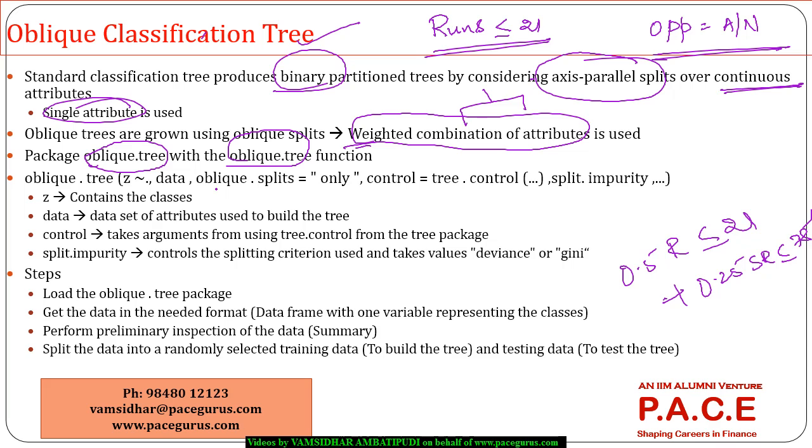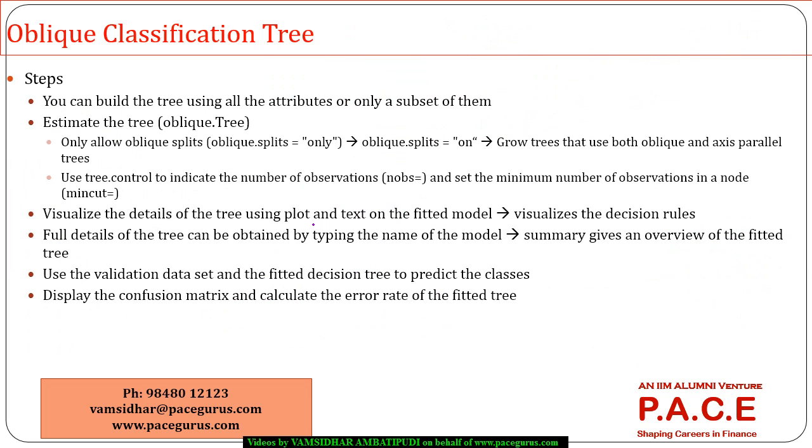Right? So now when we look at something more regarding this, we have the classes, we have the data, and the control I can specify, especially the maximum depth and all those things. The split impurity also I can specify, whether I want a deviance or a Gini. We will try both of them. And coming to the steps of the implementation, we are loading the package. We have already loaded it. We got the data, we did some kind of inspection, and split the data into the training data as well as the testing data. Now let's go ahead in terms of building.